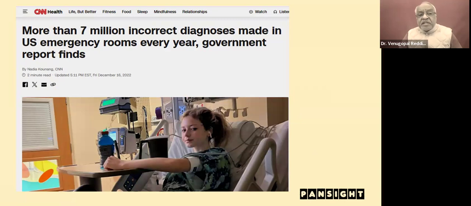Every year, more than 7 million incorrect diagnoses are made in US emergency rooms. It is based on authentic government reports. In USA, it is happening. The population is around 33 crores. What about India? The population is nearly 150 crores. Definitely, at least 5 to 10 times more.